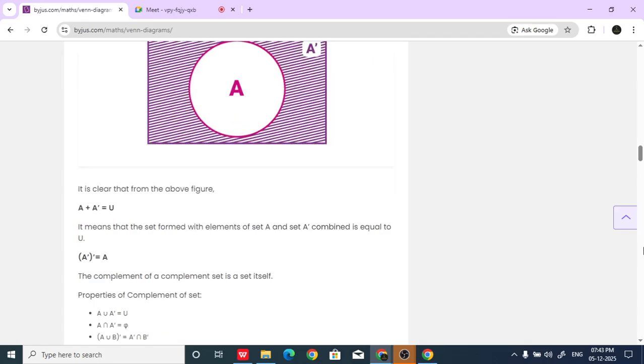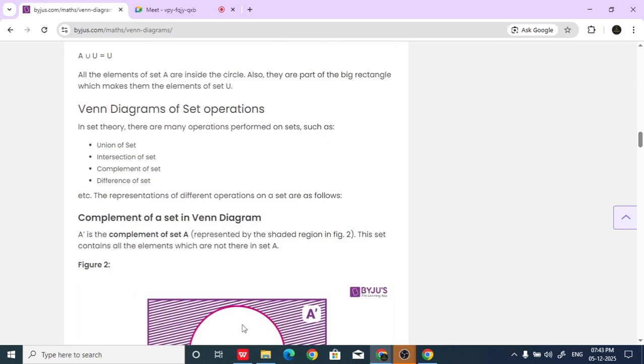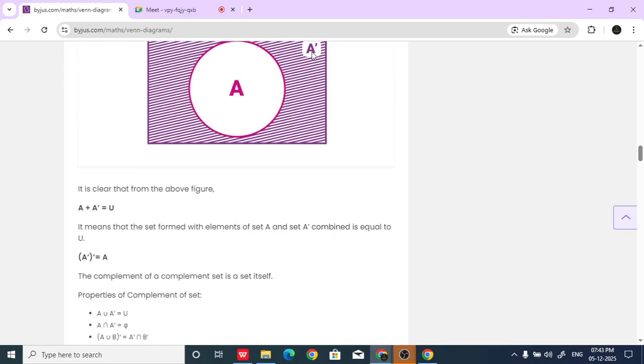Similarly here, you need not know this. This is the universal set, and then one subset is there. The subset is called A, and the balance area they put A dash, because if you add A and A dash, that will become U, the universal set. See, this rectangle is called the universal set. The one inside the circle is called A. The one outside the circle is called A dash. So A plus A dash is equal to U.